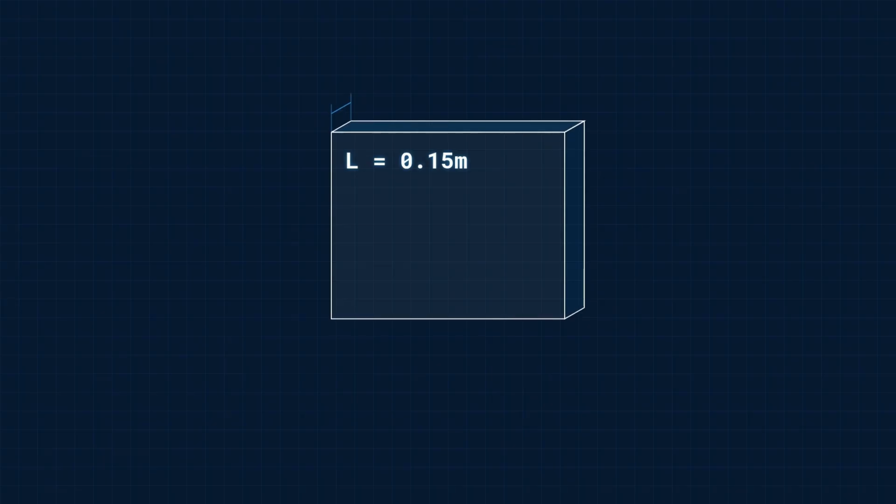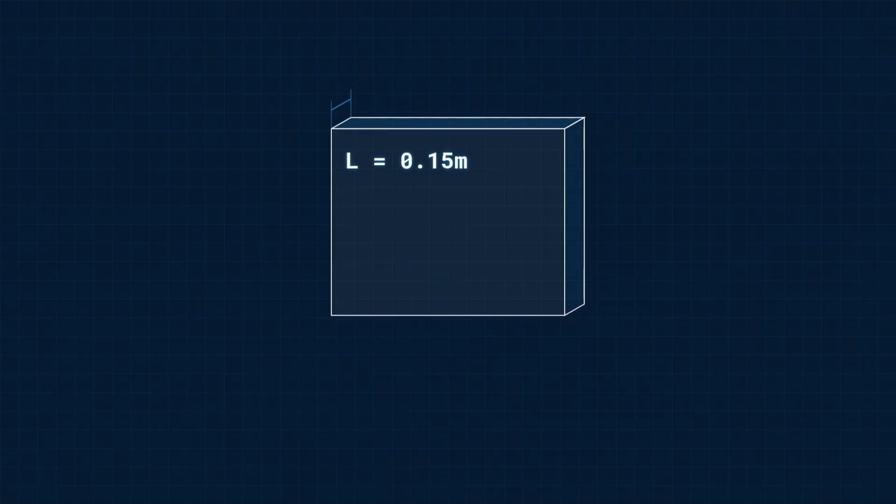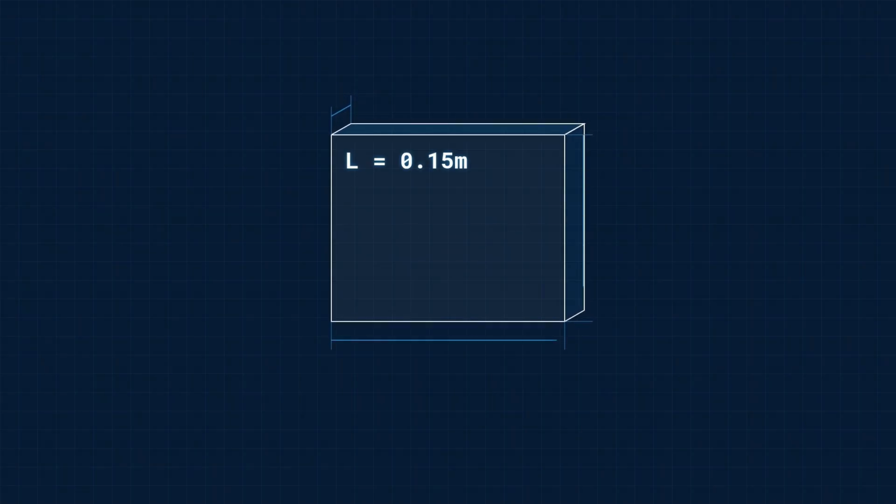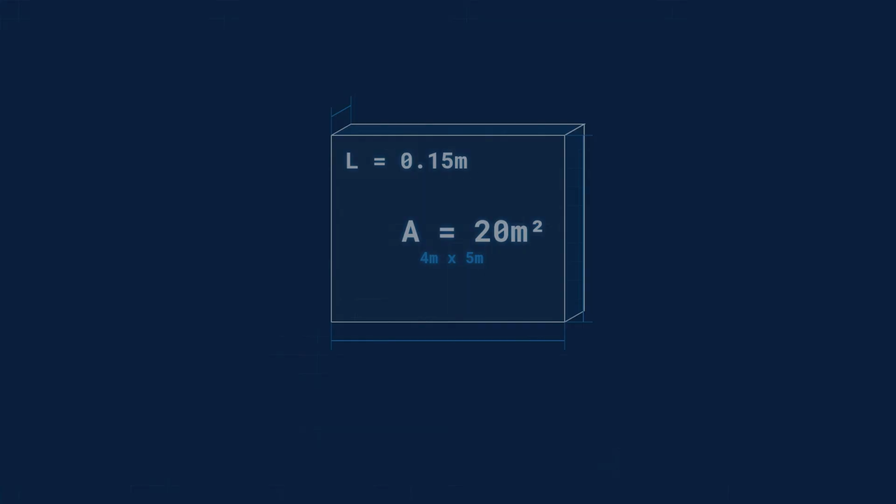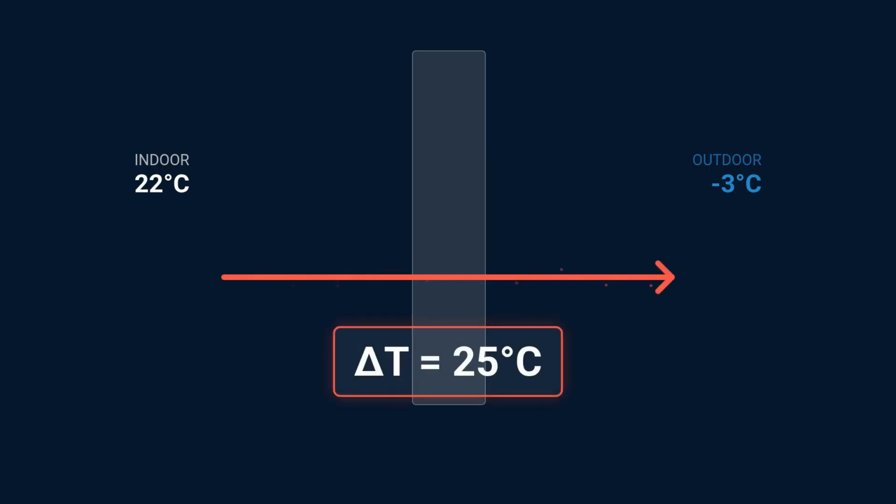Next, input wall thickness, L, in meters, for example 0.15 meters represents a 6-inch wall. Third, specify wall area, A, in square meters, for example a 4 by 5 meter wall equals 20 square meters. Finally, enter temperature difference delta T in degrees Celsius. If indoor temperature is 22 degrees and outdoor is -3, that's a 25-degree difference.